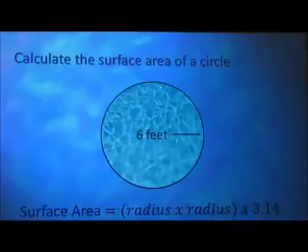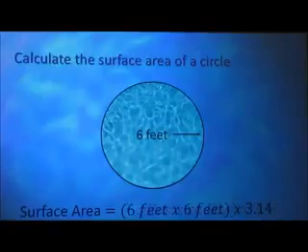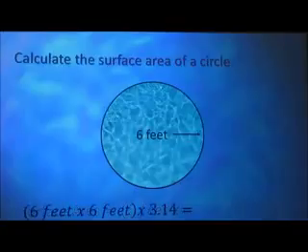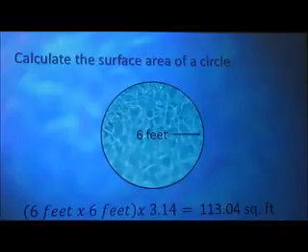Plug the numbers into our formula. Radius times radius times 3.14, or here 6 foot by 6 foot times 3.14. That gives us a surface area of 113.04 square feet.